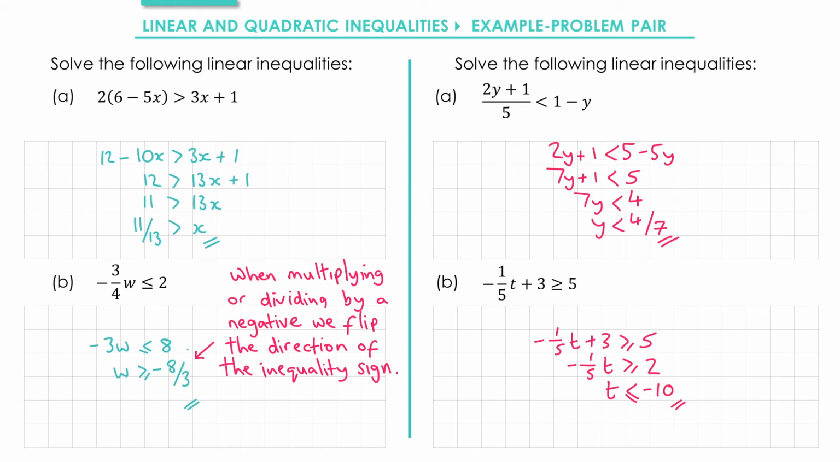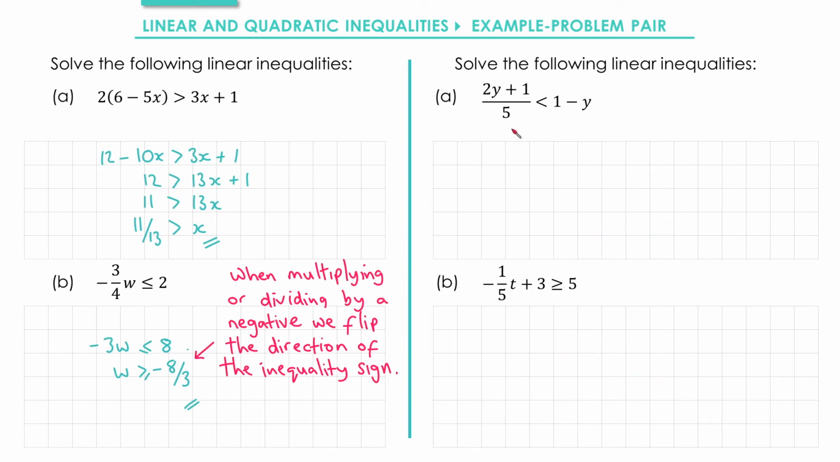In part A, we've got 2y plus 1 over 5 is less than 1 minus y. First of all, I'm going to clear this fraction here by multiplying both sides by 5. That will give me 2y plus 1 is less than, then multiply both terms by 5, we get 5 minus 5y. Next, we'll collect the y's together by adding 5y to both sides.